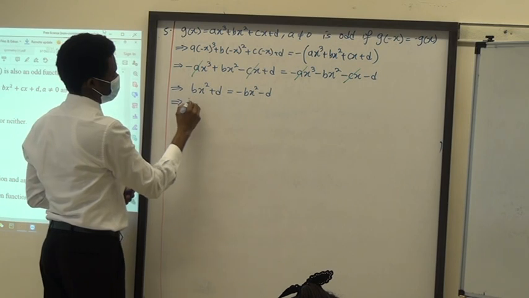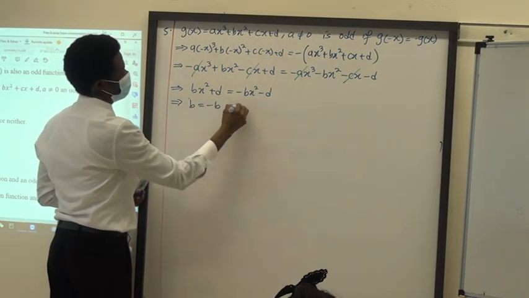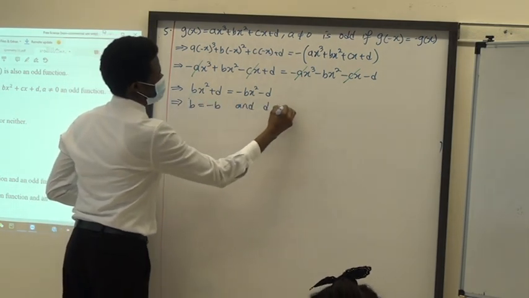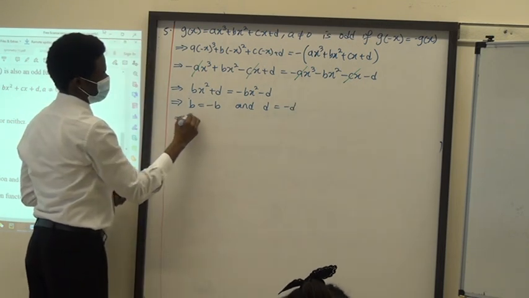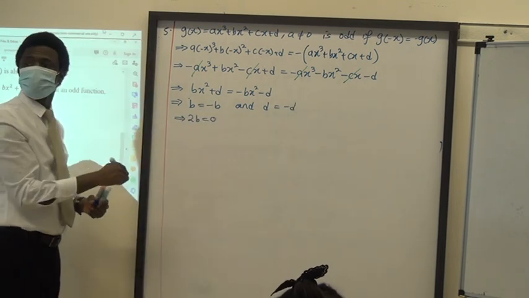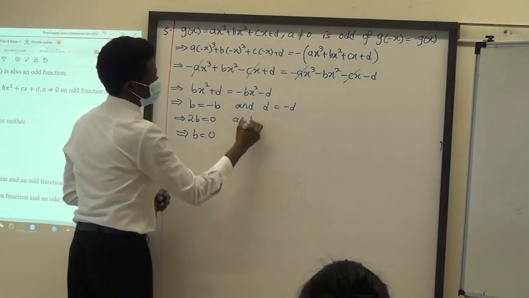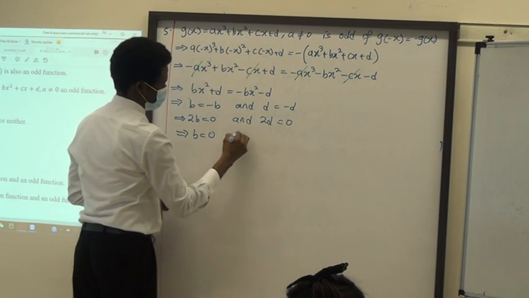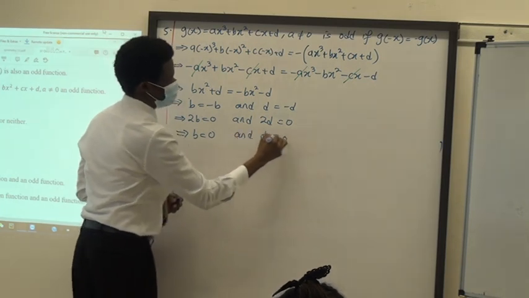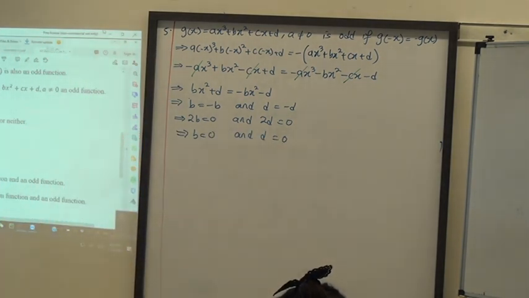So here you can just compare when b is equal to negative b and when d is equal to negative d. Here, this will be 2b equals 0. Yes? So this means b is equal to 0, and similarly, 2d is equal to 0, which implies d equals 0. So this is the condition.